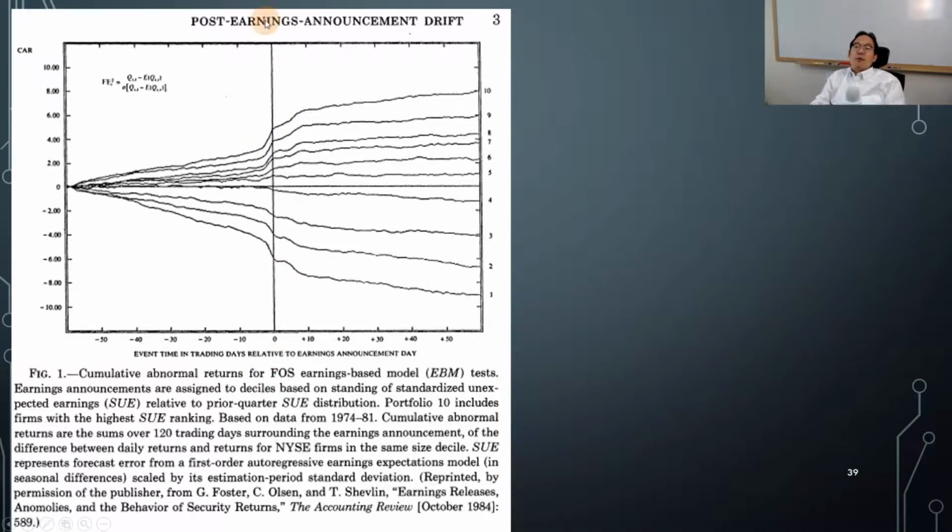So remove that day 0, and then starting from day 1, you stack it to the right hand side. Okay, what you see all the way up to day plus 60 trading days from the actual earnings announcement date. What do you see?